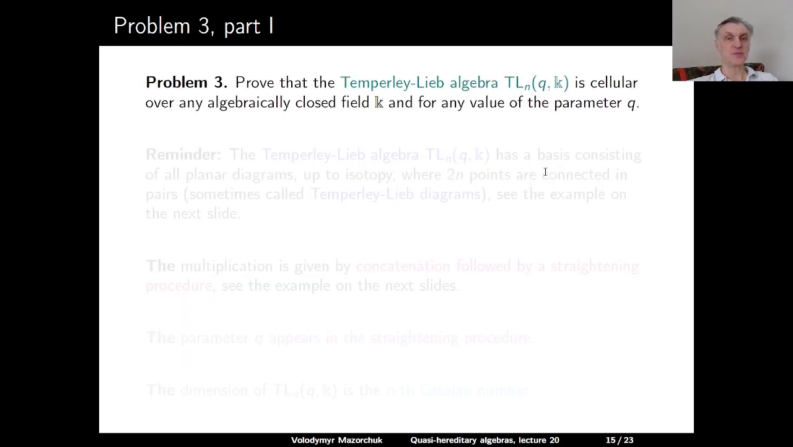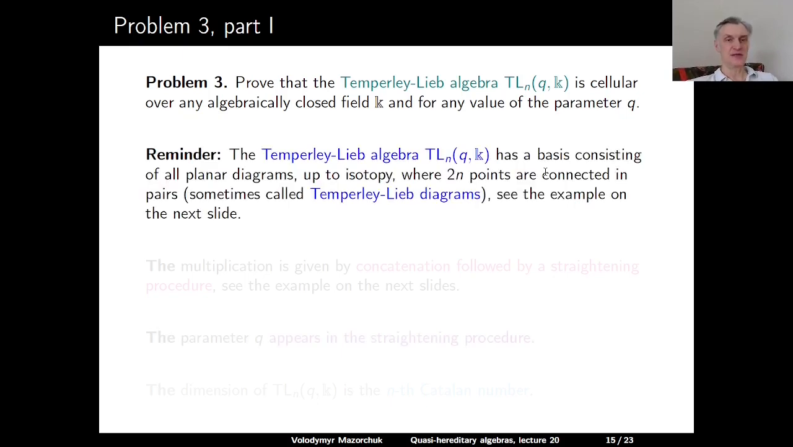Problem 3. Prove that the Temperley-Lieb algebra TL_n(q, k) is cellular over any algebraically closed field k and for any value of the parameter q. Let us remind that the Temperley-Lieb algebra TL_n(q, k) has a basis consisting of all planar diagrams up to isotopy in which two endpoints are connected in pairs, and these are sometimes called Temperley-Lieb diagrams, and we will see some examples on the next slide.